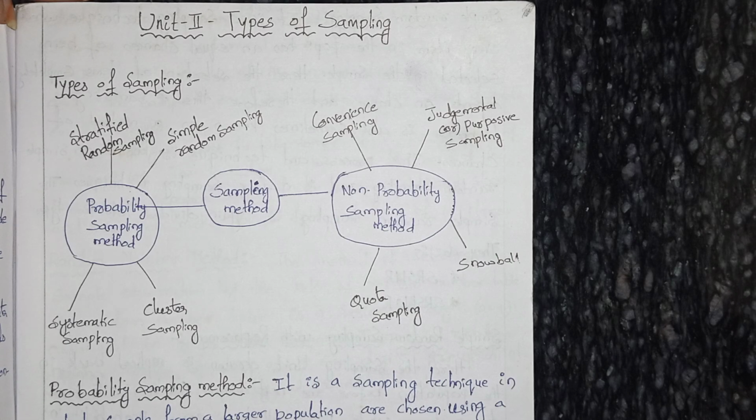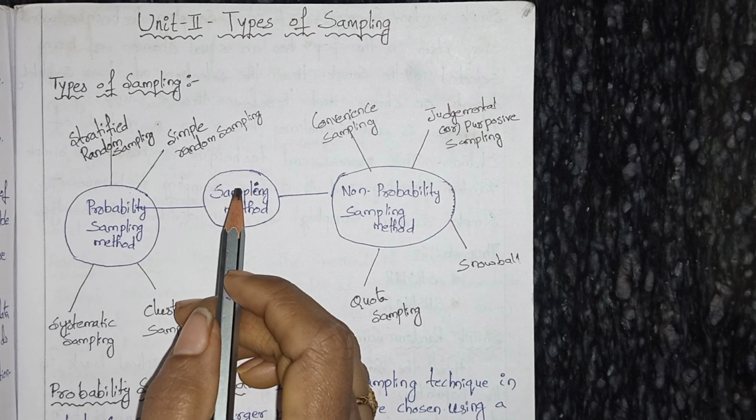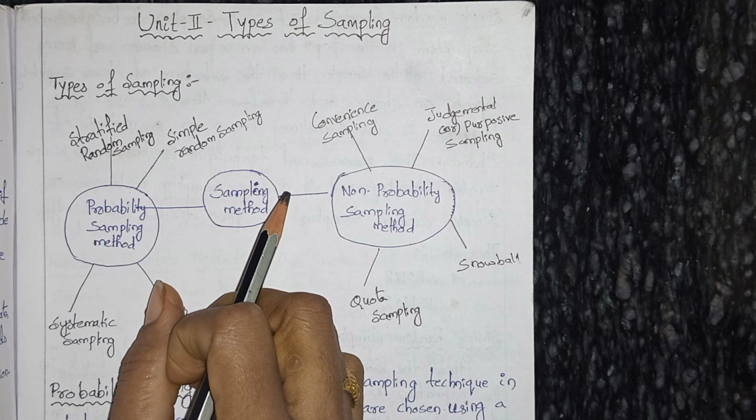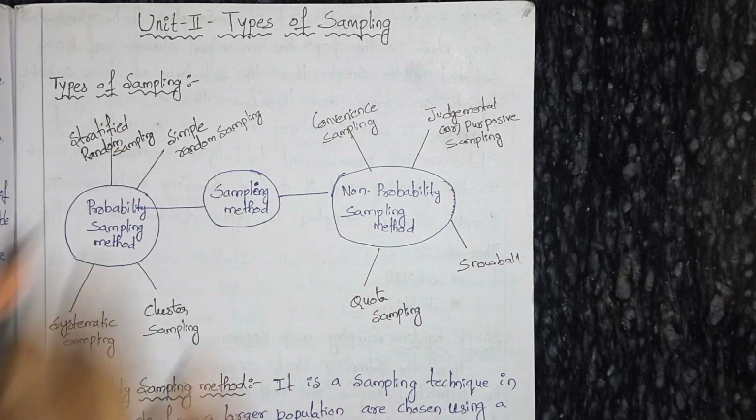Hi students. So I'm going to teach you now the second unit, types of sampling, which is related to semester 5 students. The paper name is Applied Statistics. So the first topic is types of sampling.